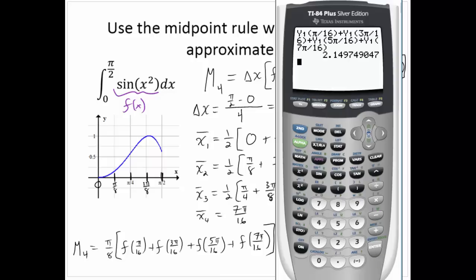And we hit enter there, and again it gives us 2.14974, and then again we would multiply that by pi over 8, and we get the approximation. A little tougher to do on the TI-83 or 84, not impossible.